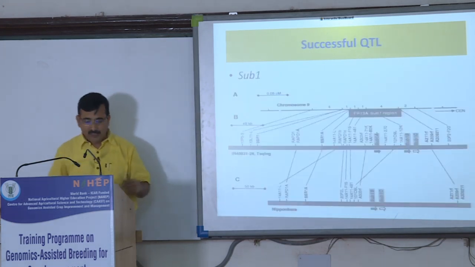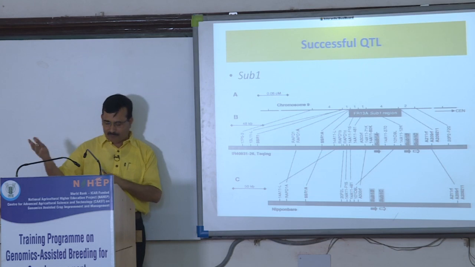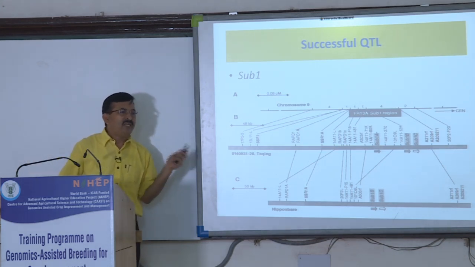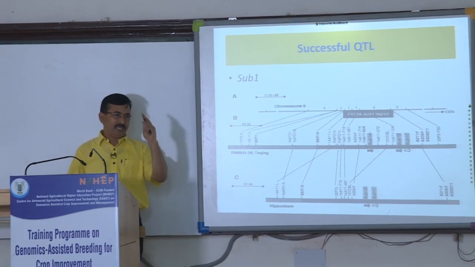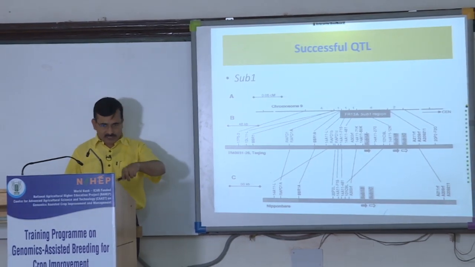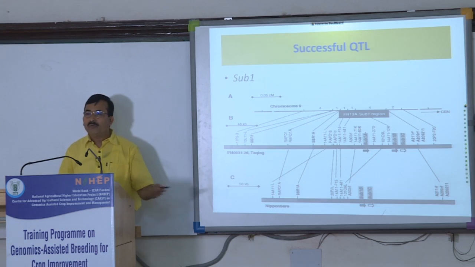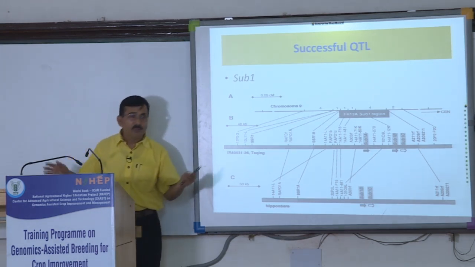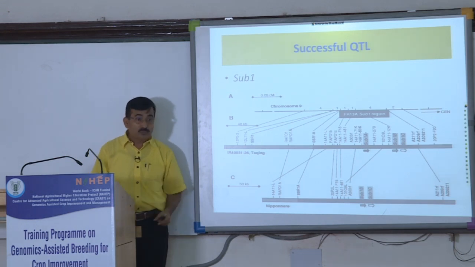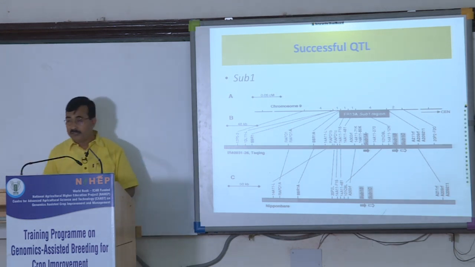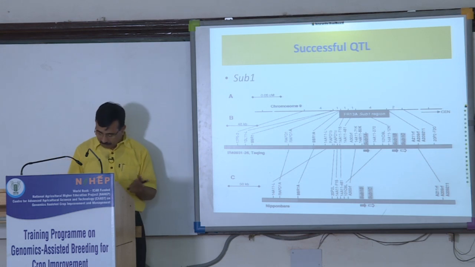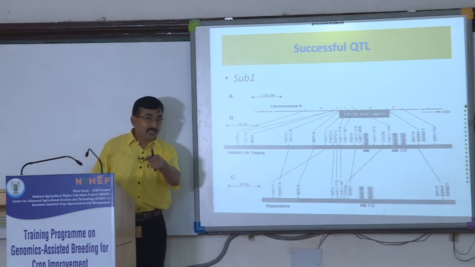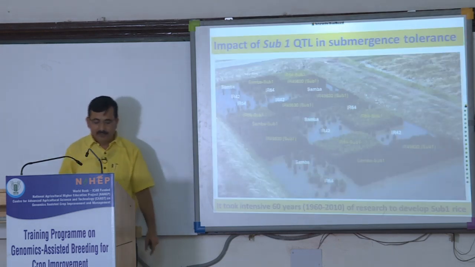All right, it's just one slide away from the thank you. Sub-1 QTL is a brilliant example of how a QTL was identified and how it was deployed, where you are getting huge success. But if you see the period, you will be surprised. It took 60 years. They started in 1950 and got the result in 2010.